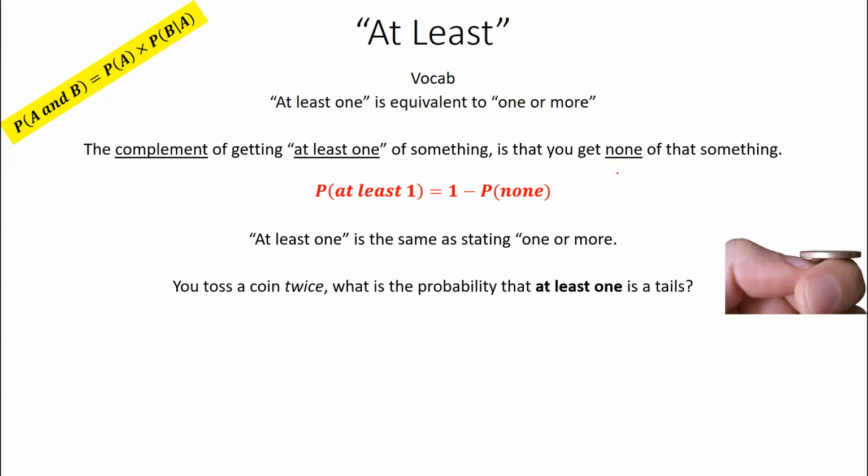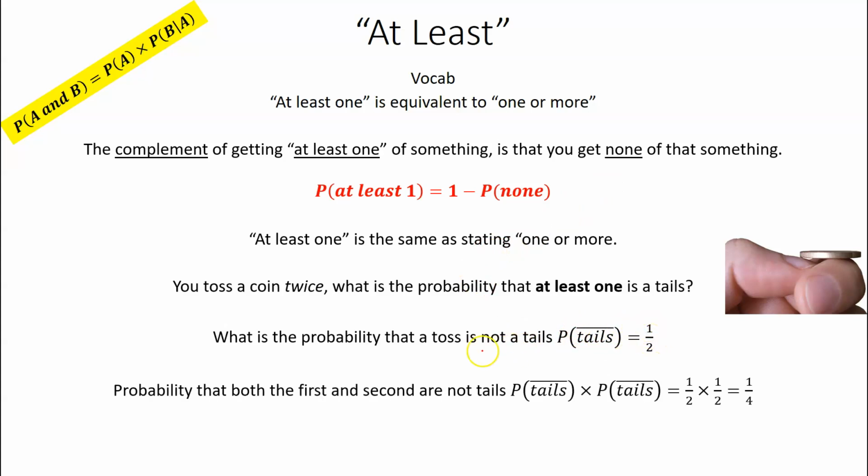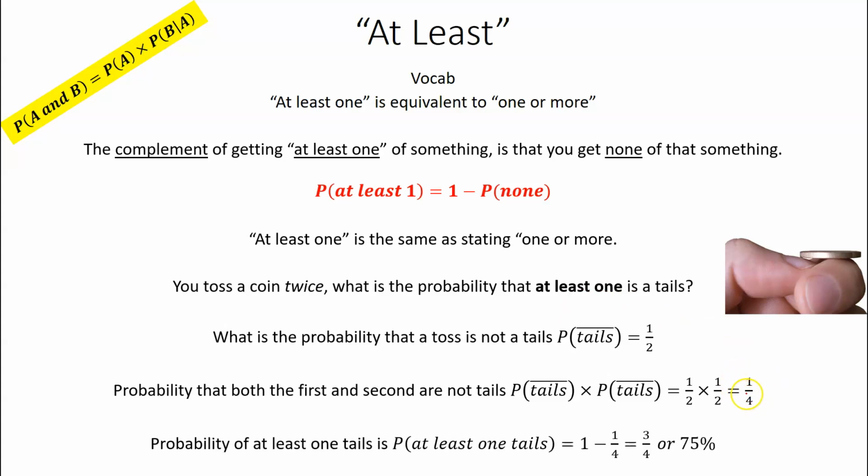Let's say that we toss a coin twice and we want to find the probability of getting at least one. Well, the probability of not getting a tails on the first toss is, of course, 1 out of 2. So the probability of not getting a tails both times would be 1 out of 2 times 1 out of 2, which is 1 out of 4. So then the probability of getting at least one is going to be 1 minus 1 out of 4. So this is the probability of not getting it at all. So 1 minus that would give us the probability that at least one time we get it. So 1 minus a fourth is 3/4 or 75% probability.